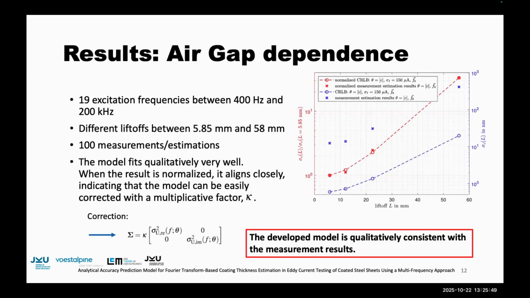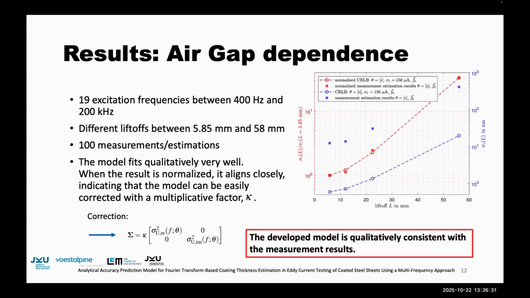At first, I analyzed the impact of the air gap on the coating thickness estimation variance. Therefore, I used 19 excitation frequencies between 400 Hz and 200 kHz, and different lift-offs between 5.85 millimeters and 58 millimeters. I did 100 measurements at each operating point, and then estimated the coating thickness, and then calculated the standard deviations. As you can see, in blue is the absolute coating thickness estimation variance over the lift-off. You can see with increasing lift-off, the coating thickness estimation standard deviation is increasing.